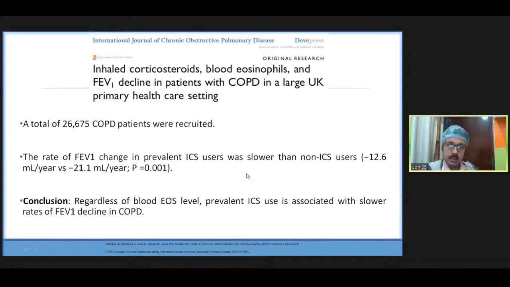Now there are also different studies, and I am showing you this study on inhaled corticosteroids, blood eosinophils, and FEV1 decline in patients. The conclusion was, regardless of the blood eosinophil count, prevalent inhaled corticosteroid use is associated with slower rates of FEV1 decline in COPD patients. So ICS is beneficial for some variants, not for all COPD patients, but for some COPD patients inhaled corticosteroids are very beneficial.